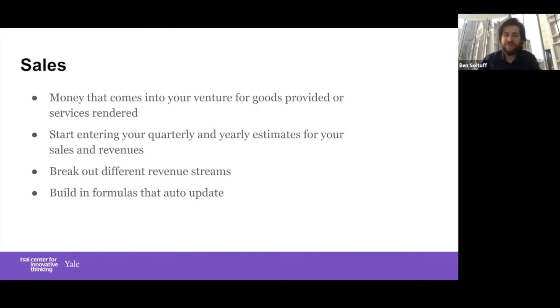And an important thing for all of these tabs is to build in formulas that auto-update. You can see what this means in the examples that we'll dive into, but that essentially means all of the month-to-month or quarter-to-quarter figures come from a central set of assumptions. So speaking of those assumptions, let's look at our assumptions for sales for Ben's lemonade stand.